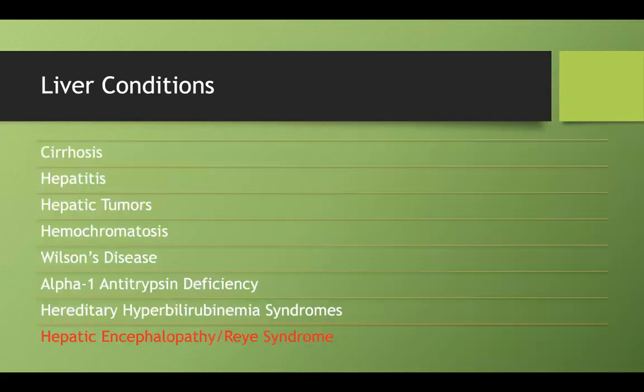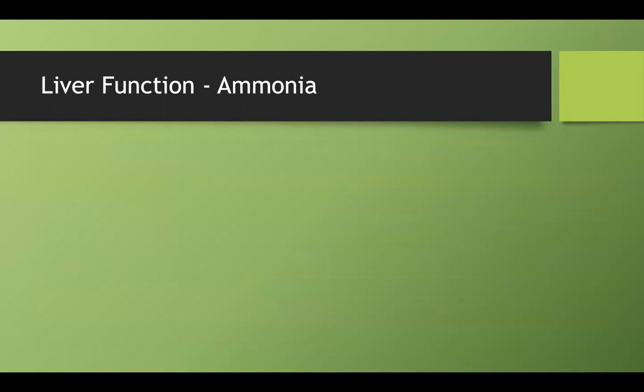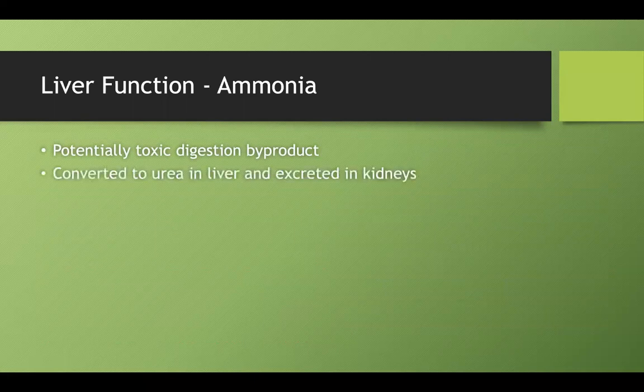Our last liver section, we're going to talk about hepatic encephalopathy and Reye syndrome. We'll go back to our liver physiology and a little bit of our liver cirrhosis lecture during this, because I talked about hepatic encephalopathy there briefly. So in our physiology section, I mentioned that ammonia is a potentially toxic byproduct of digestion, and how we remedy this problem is that we can actually convert ammonia to urea in our liver, and then that urea can get safely excreted in our kidneys. So if we have ammonia, it'll go through the liver and get converted to urea, and everybody's happy.